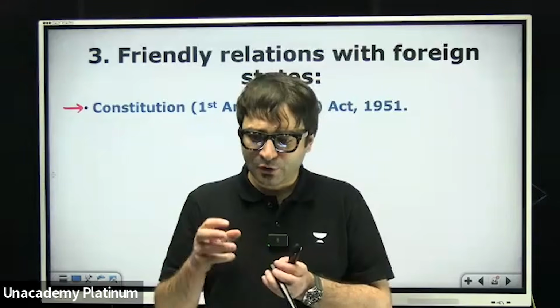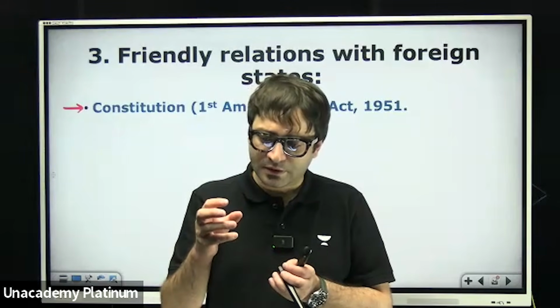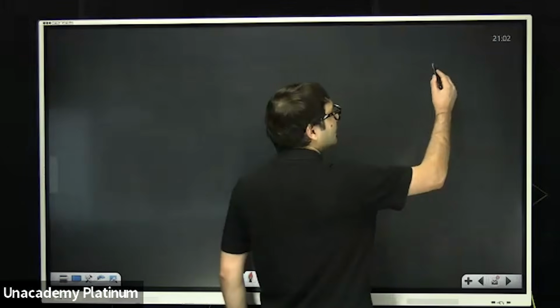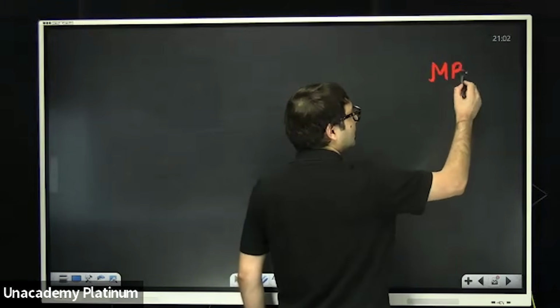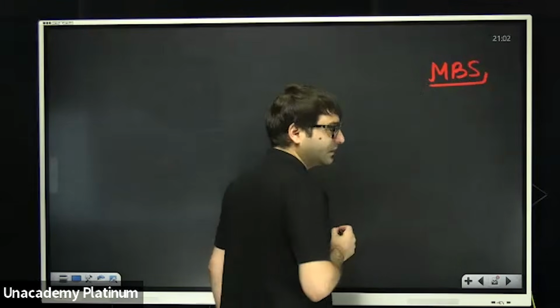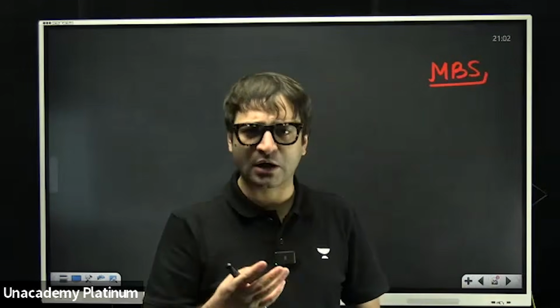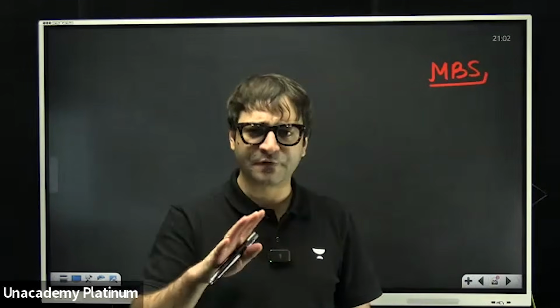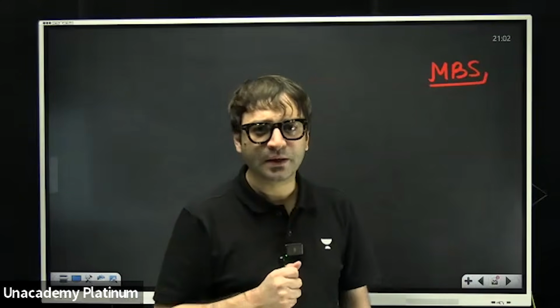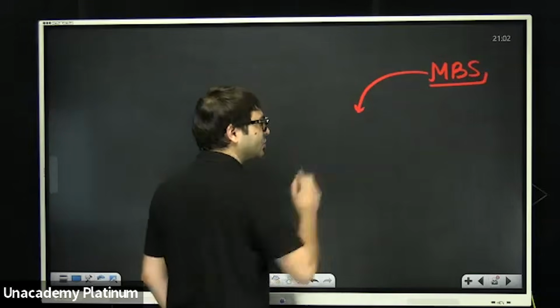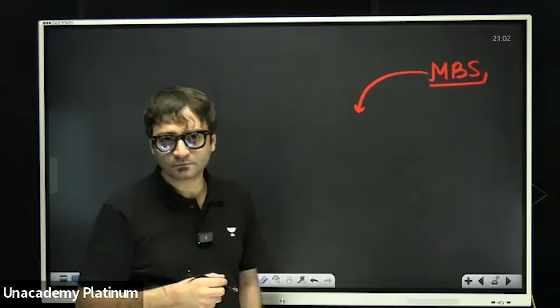Why favorable? Because, for example, tomorrow, MBS. Who is MBS? Mohammed bin Salman. He is the de facto ruler of Saudi Arabia, although a crown prince. And against this individual, there are serious charges of murder.